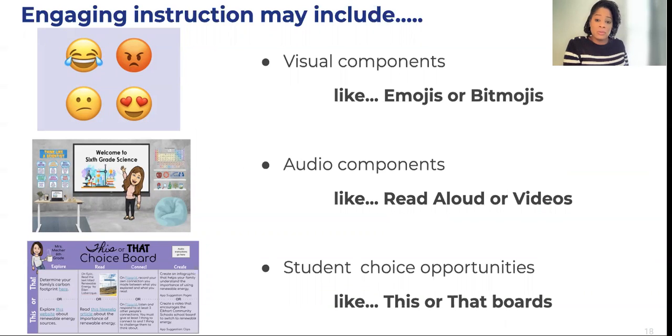Engaging instruction may include visual components such as emojis, which you've probably seen plastered everywhere nowadays, or bitmojis, which are just cartoon versions of people, in this case of teachers. So that's one aspect of engaging instruction, a visual component. Second, an audio component, such as videos or read aloud. Since a lot of us were virtual, we were forced to use videos and read aloud components or programs that included those things to support students. Never forget how important those can be in daily classroom instruction.